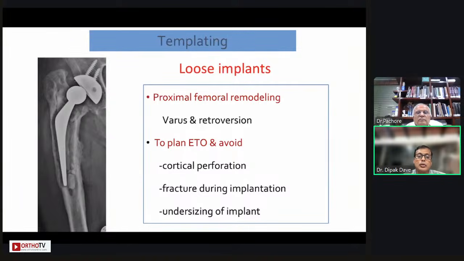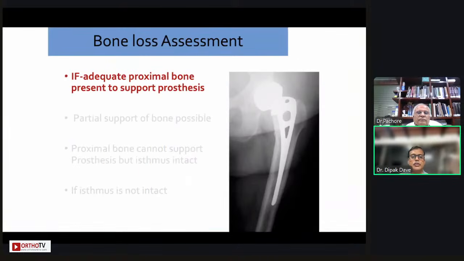You also need to assess whether the implant is loose. If the implant is loose, then you will have a varus remodeling proximally. You need to take that into account when you are selecting the right stem, and whether to plan an ETO or avoid an ETO. You plan an ETO so that you avoid cortical perforation, fracture or undersizing. Whenever you take a proper X-ray and see a varus remodeling, it is better to do an ETO so that you can put in a straight distal loading stem.